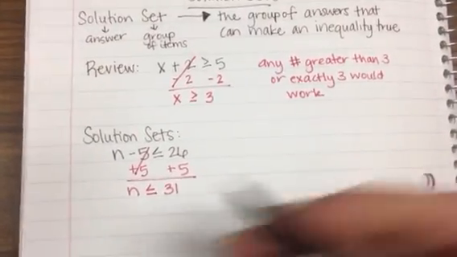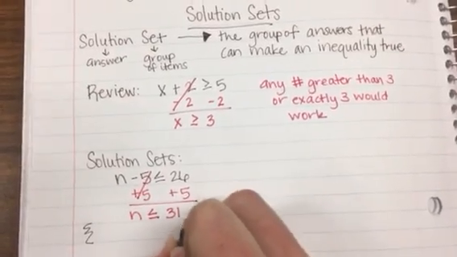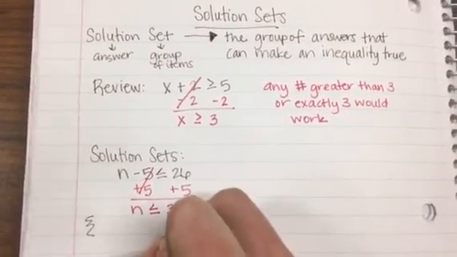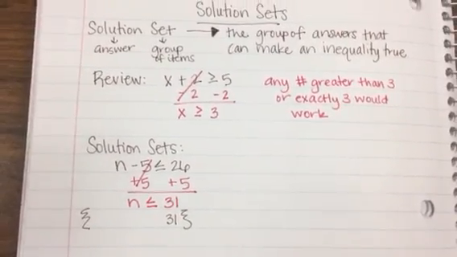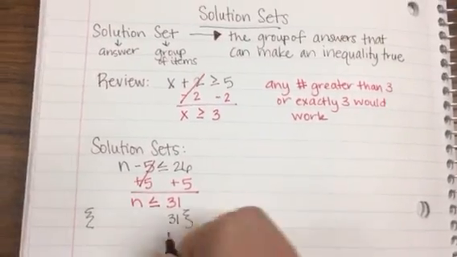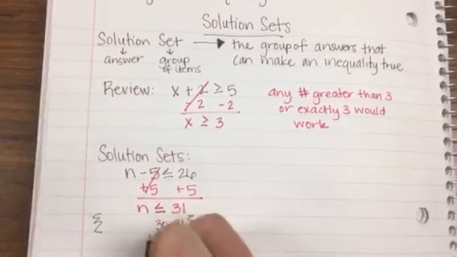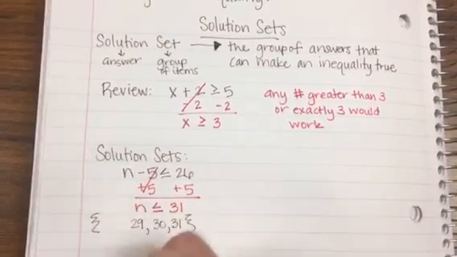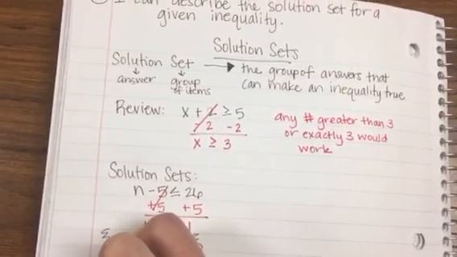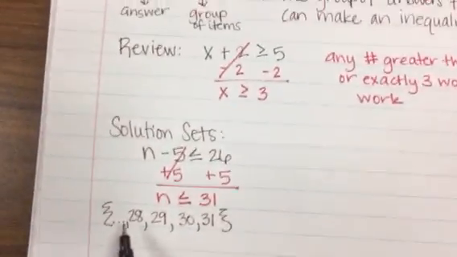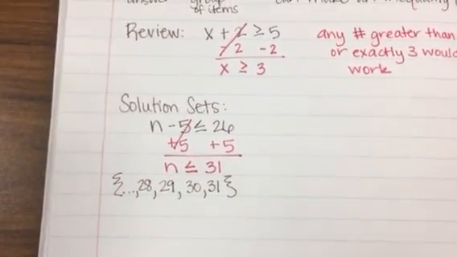So here's how you write your solution set. It can be any number from 31 or lower. So I'm going to start here and write 31 because that's the biggest number that this n could be. The next number it could be would be 30. And then it could be a 29 if I wanted it to, or it could be a 28. And actually, this one could go on and on and on forever. So if you see I put 3 little dots right there, whenever you see those, that means and so on and so on.